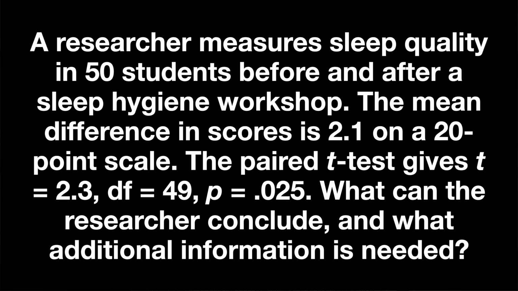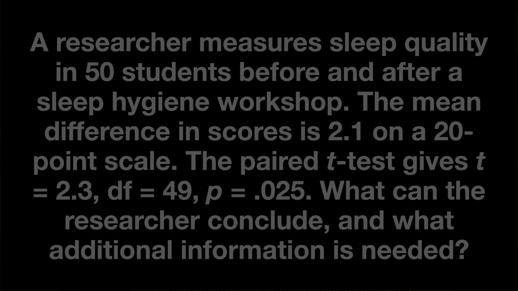Let me give you a quick check question. A researcher measures sleep quality in 50 students before and after a sleep hygiene workshop. The mean difference in scores is 2.1 points on a 20-point scale. The paired t-test gives t equals 2.3, degrees of freedom 49, p equals 0.025. What can the researcher conclude, and what additional information is needed?